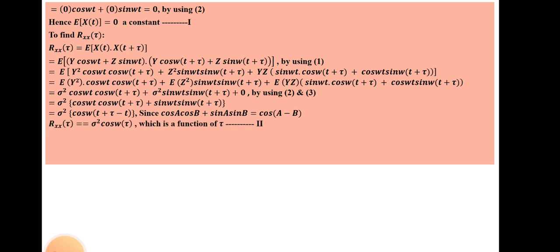So from 1 and 2 it is a WSS process. Because this is a Gaussian process, this implies this is an SSS process, a strict-sense stationary process.